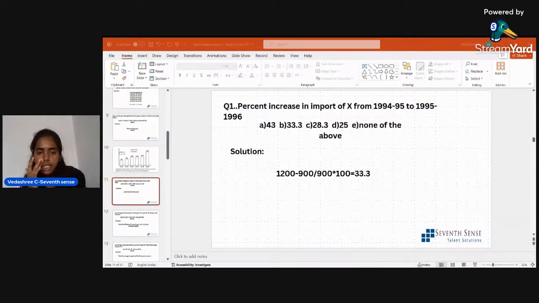So percentage increase in import of X from 1994-95 to 95-96. How will you calculate the percentage increase? 1200 minus 900 divided by 900 into 100. So this is the procedure to calculate the percentage. Next we'll move on to the second question.